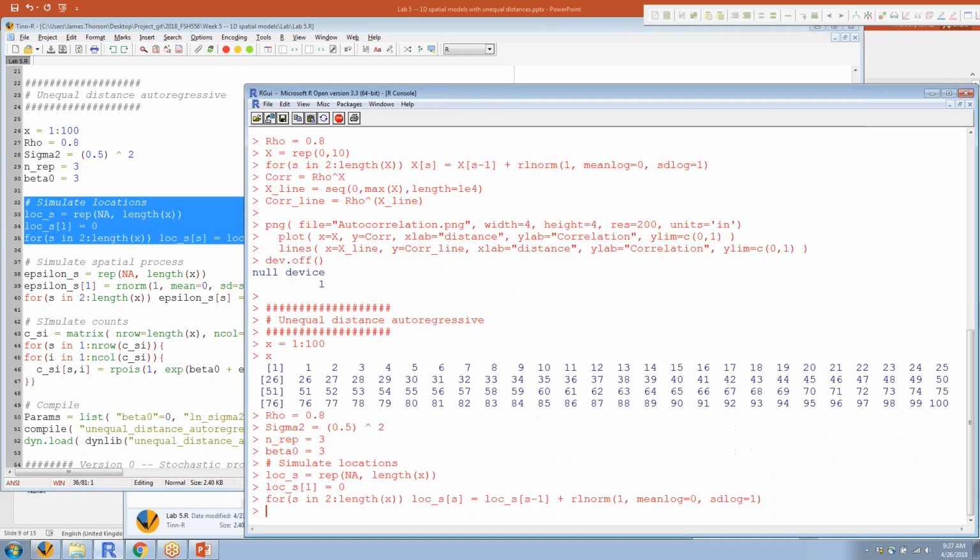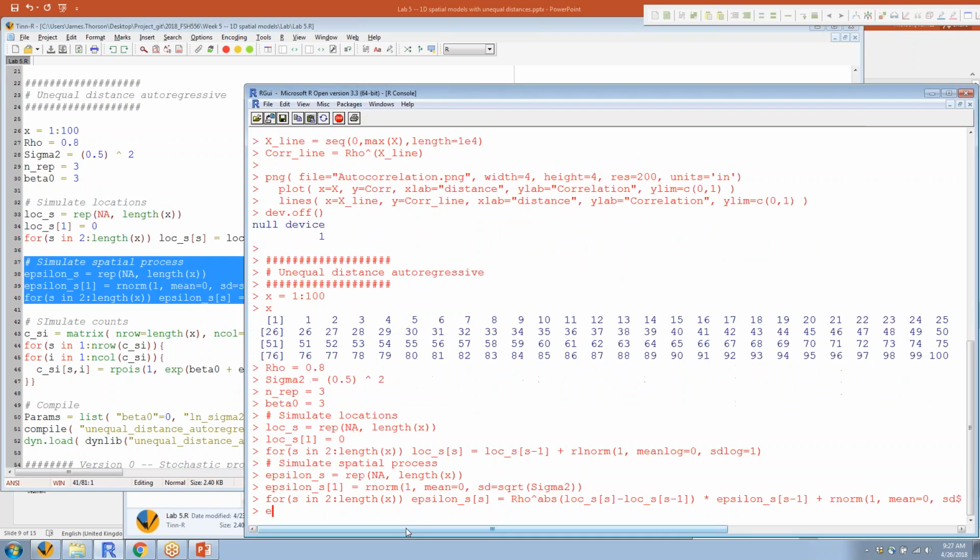I simulate locations such that the distance from sample S to S plus 1, going upstream to downstream, is drawn from a log normal distribution with log mean of 0 and log standard deviation of 1.